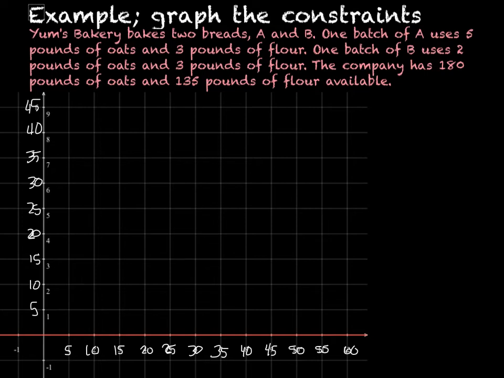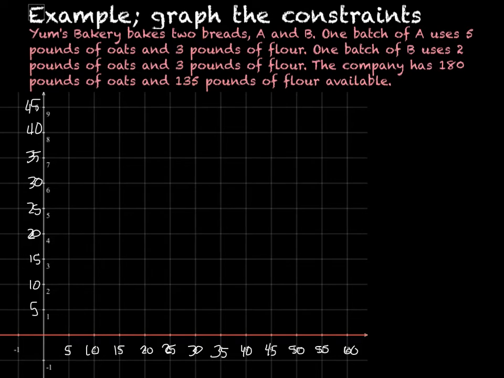So in this first one here, Yum's Bakery bakes two different types of bread, A and B. One batch of A uses 5 pounds of oats and 3 pounds of flour. One batch of B uses 2 pounds of oats and 3 pounds of flour. The company has 180 pounds of oats and 135 pounds of flour. We want to write a system of inequalities that represents this information.